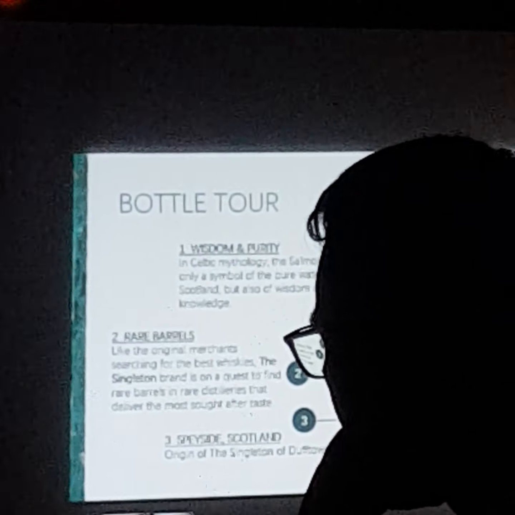If you want to see the bottle, we can pass it around in a bit. But maybe you're wondering why we have a salmon as a logo for Singleton. The salmon symbolizes the pure waters of Scotland and also wisdom and knowledge in a Gaelic manner. For our Singleton of Dufftown, in the flavor map, it's almost in the middle. Later I'll show you the flavor map.